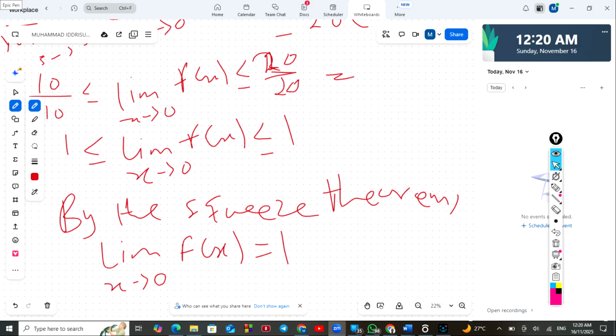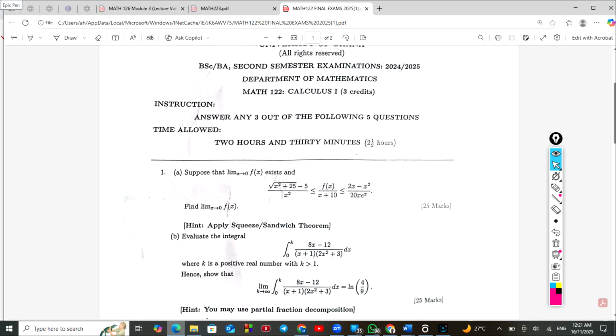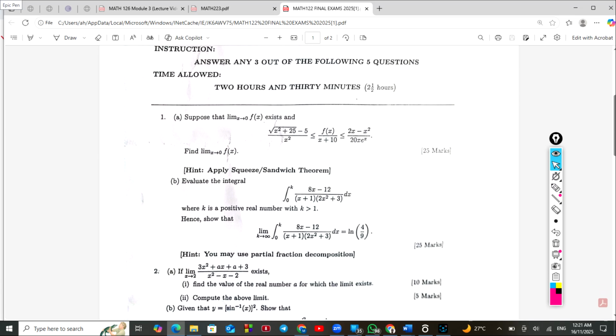So if 1 is less than or equal to the limit of this, which is also less than or equal to this, then that means that the limit as x approaches 0 of f of x cannot be anything other than 1. So since it is bounded between the ones, we have the value for it. So now we are done with the A part of the question. So let's see what the next question wants us to do.